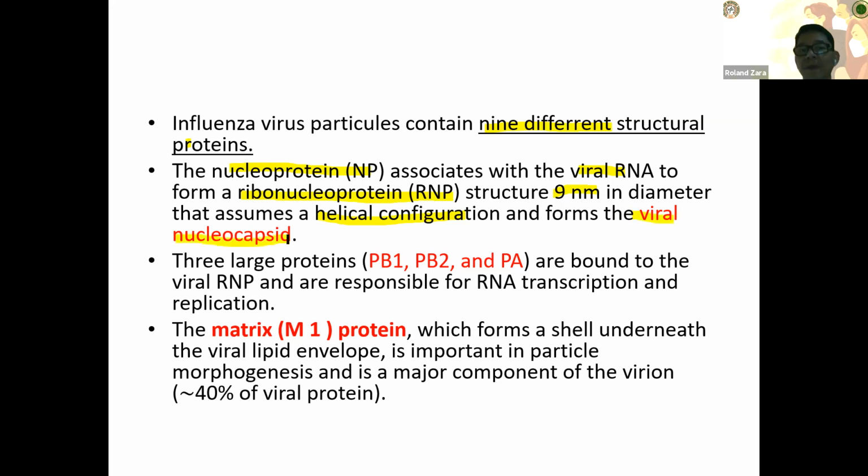Now there are three large proteins, very important for the transcription and replication of the virus.